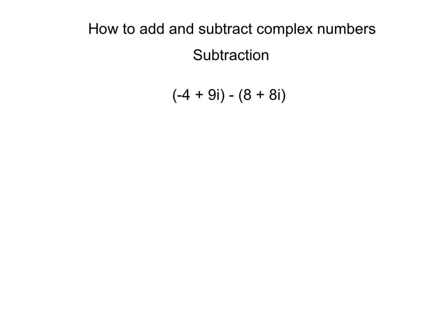Alright, one more. So again, I'll give you a few seconds. I'll let you try this one out. We'll see how you do. And then from there, come in and take care of business. Alright, so here we go. Change it to plus, minus, and minus. Okay, so here we go. Negative 4 minus 8 is negative 12. 9i minus 8i is plus i.